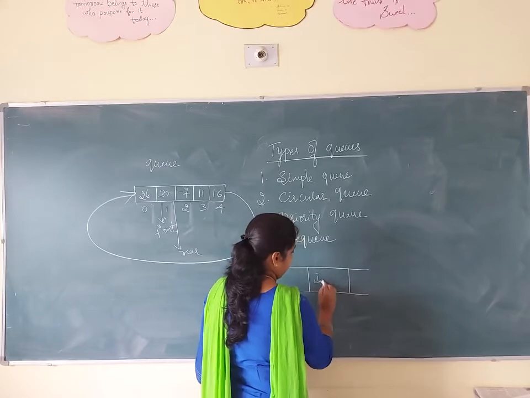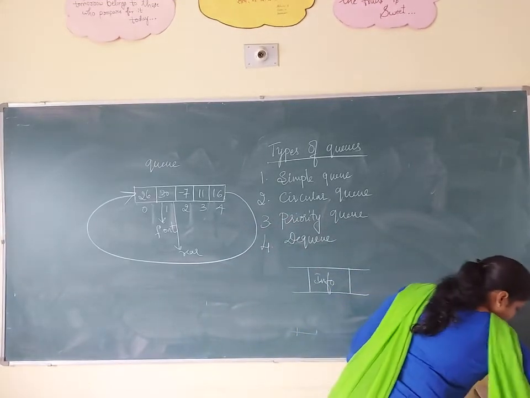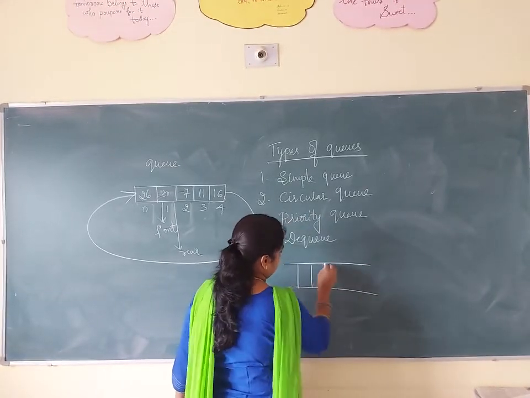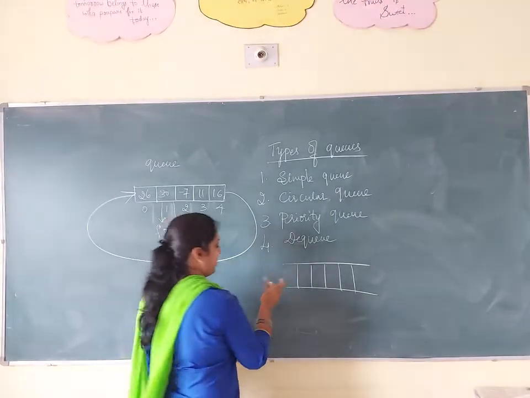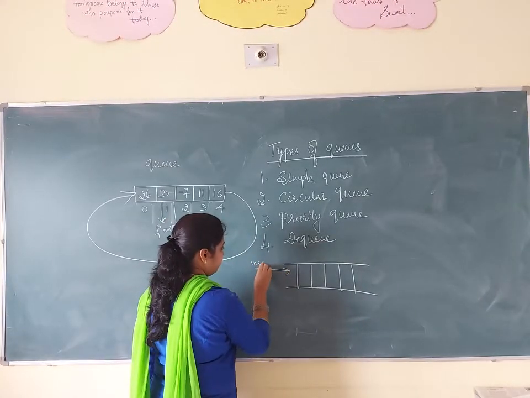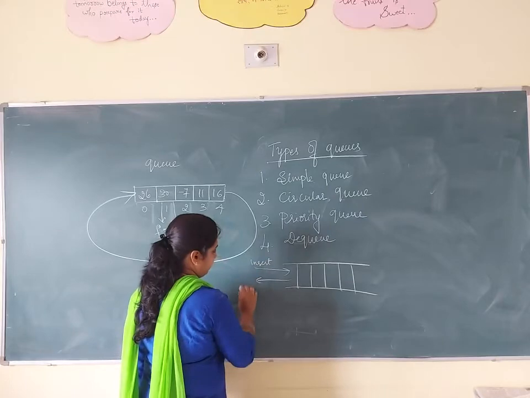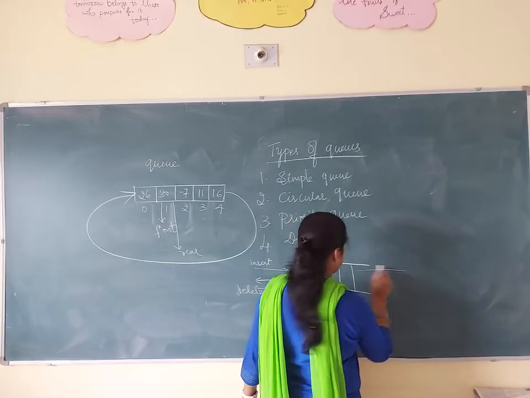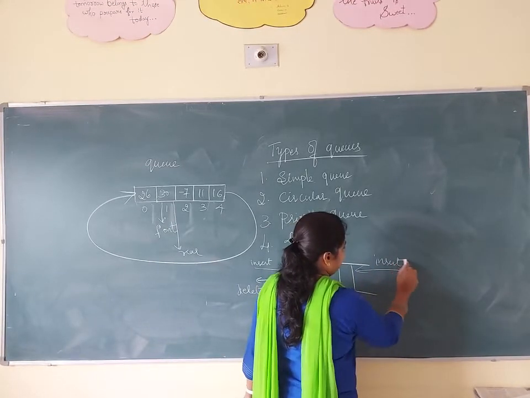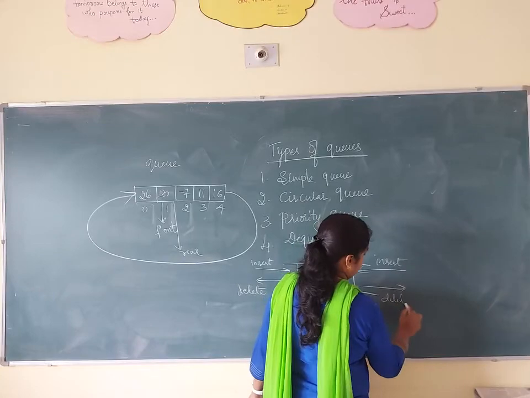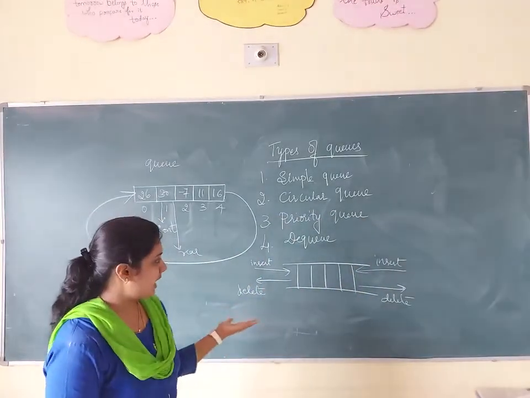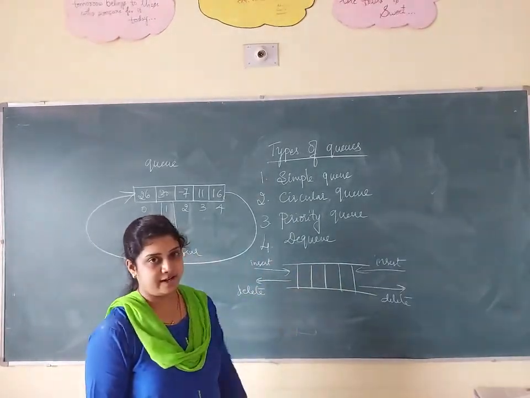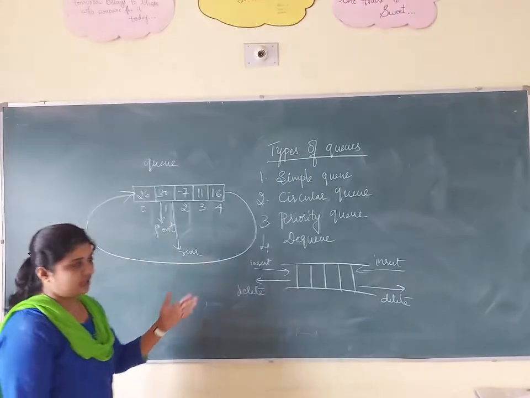Consider this is a queue and we have some information. You can insert from this end and you can delete from the same end. Same thing here, either you can insert from the other end and delete from the same end. So in deque, what will happen? Insertion and deletion can take place at both the ends. Okay, so these are the types of queue.